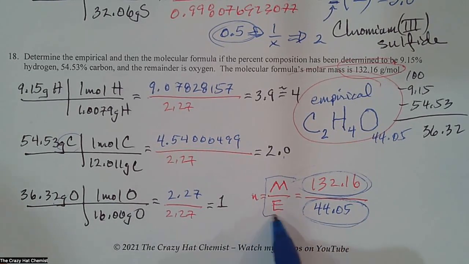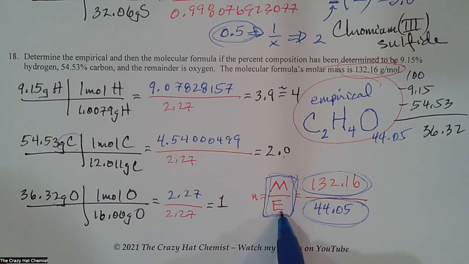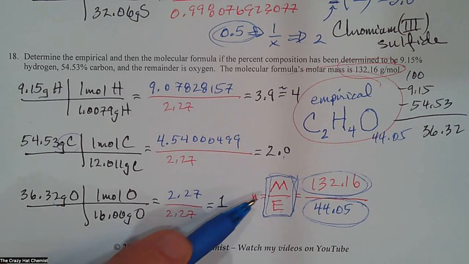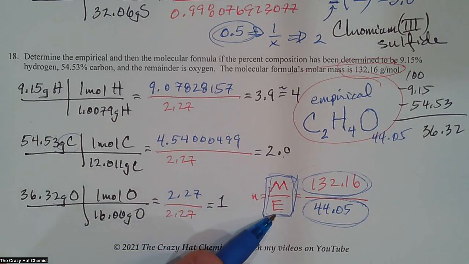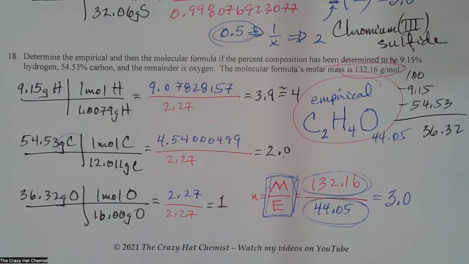Do you see it's all about me? You have to be self-centered on some of these problems at least, because ME, that's molecular over empirical. Molecular's molar mass over empirical's molar mass. And this will always be a whole number, 3.0. So it could be a 2.0, a 1.0, a 5.0, whatever it is, it will always be a whole number.